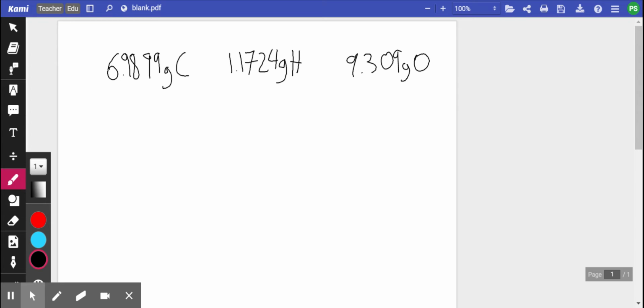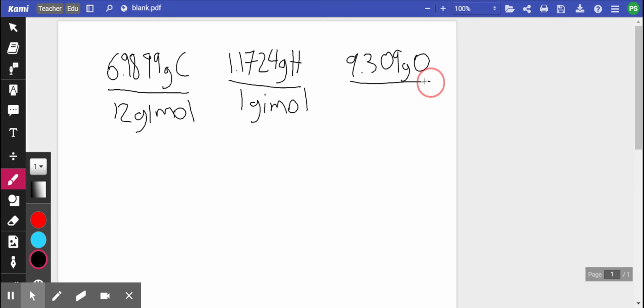So once you have the mass in grams, as we can see on the top here, the first step is to divide by each element's atomic mass, which we find in the periodic table. For carbon, if we just round up, it's 12 grams per mole. For hydrogen, 1 gram per mole. And for oxygen, 16 grams per mole. Now, dividing mass by AR, atomic mass, we find the moles of each element.